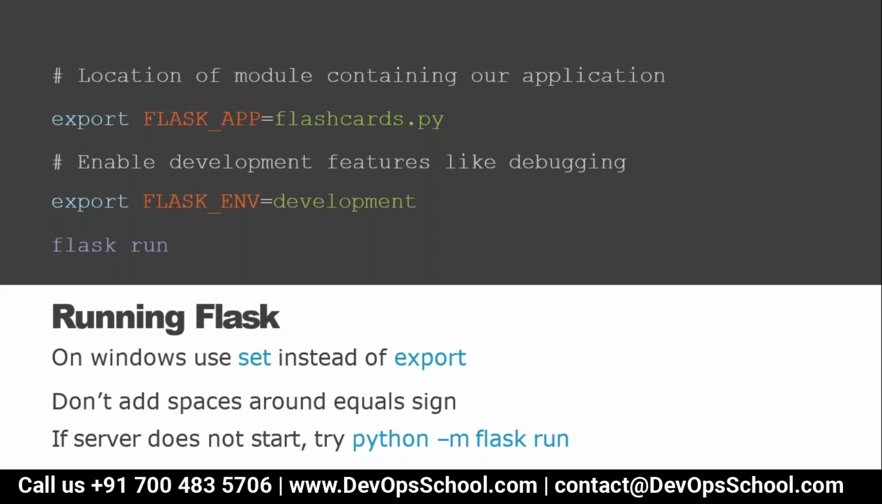And how do you run it? The command is flask run. So in running Flask on Windows, use set instead of export. Don't add spaces around the equal sign while setting up the environment. If the server does not start automatically, then try python -m flask run. And then Control C to stop the server. So this is the stuff.